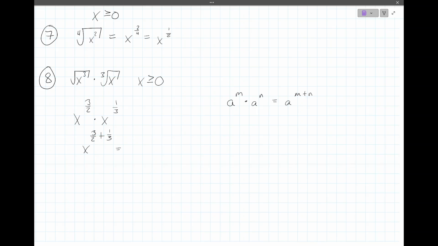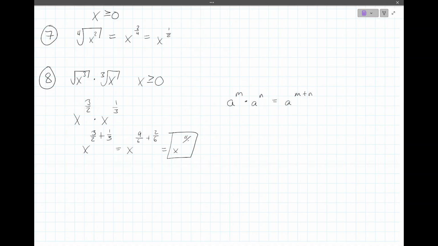But adding fractions, we do know that we need a common denominator. So 2 and 3 make a common denominator of 6. 3 times 3 is 9, so that's 9 over 6. And then 2 times 1 is 2, plus 2 over 6. And we're going to get x to the 11 over 6. So that's what it is as a single radical.